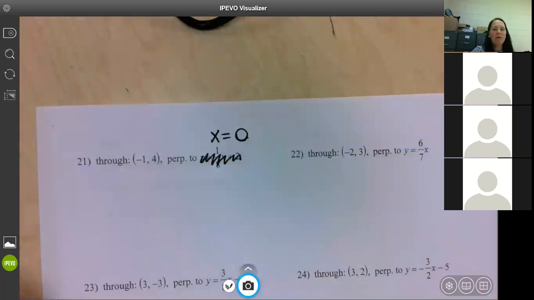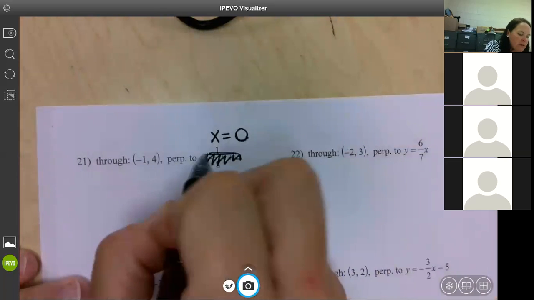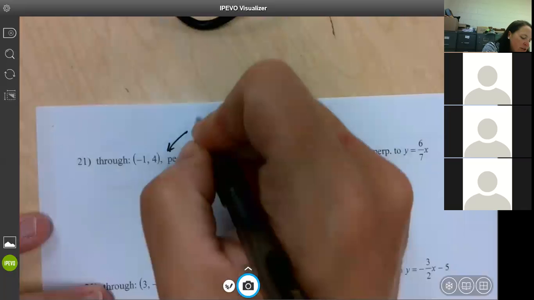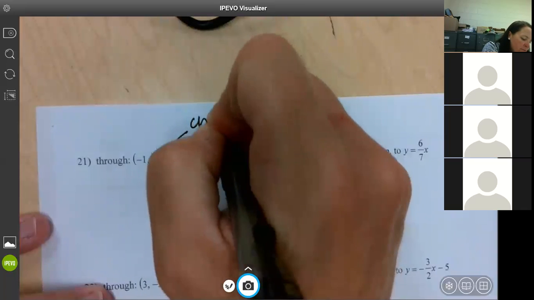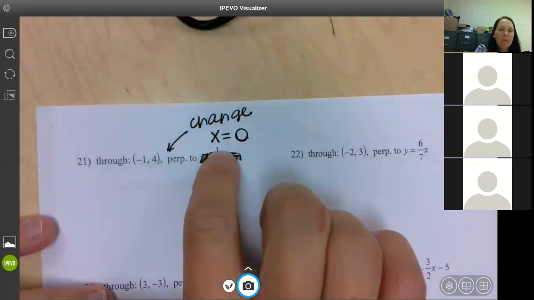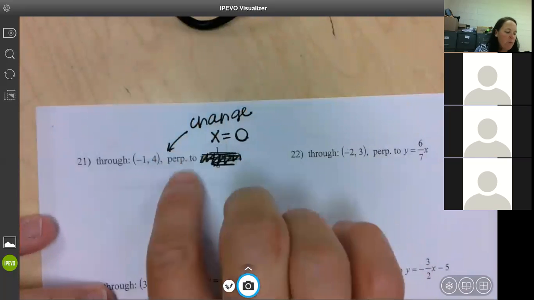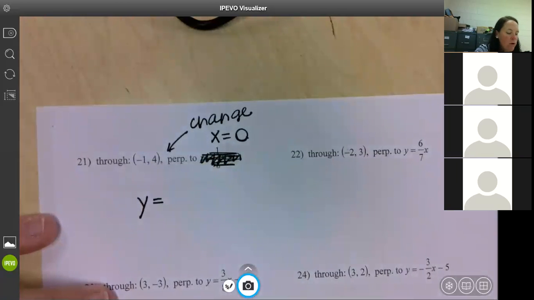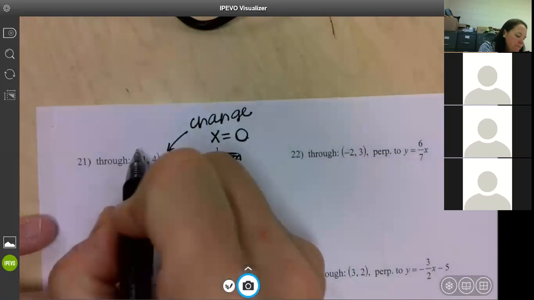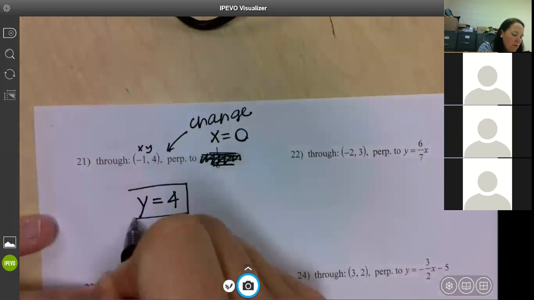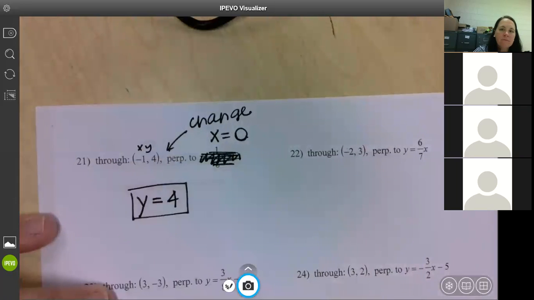What if it says perpendicular to x equals 0? We don't need this. Remember, perpendicular means flip and change. So we don't use our x coordinate like we do with parallel. Parallel, we use x. Perpendicular, we use y. And what is your y coordinate? 4. That would be all you would do for perpendicular.